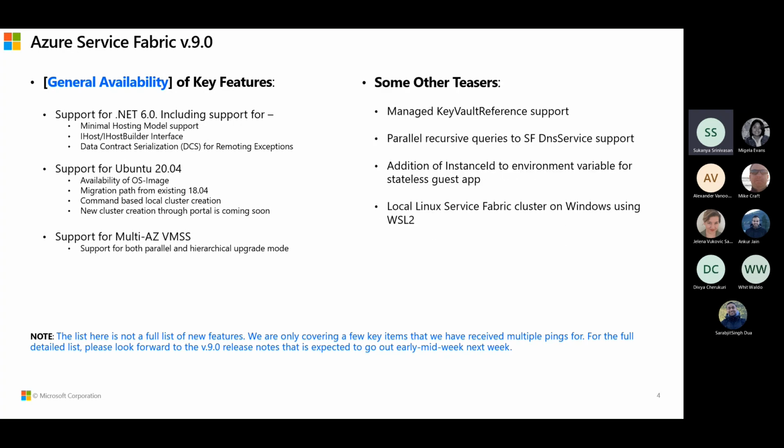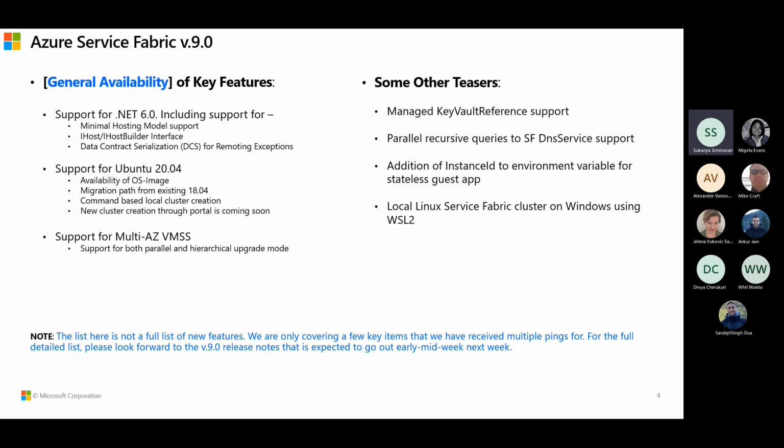Some other teasers, we are going to start supporting managed key vault reference support as part of Nano, which essentially means that Service Fabric can monitor your key vault and automatically trigger rolling application parameter upgrades as the secrets rotate in your key vault.